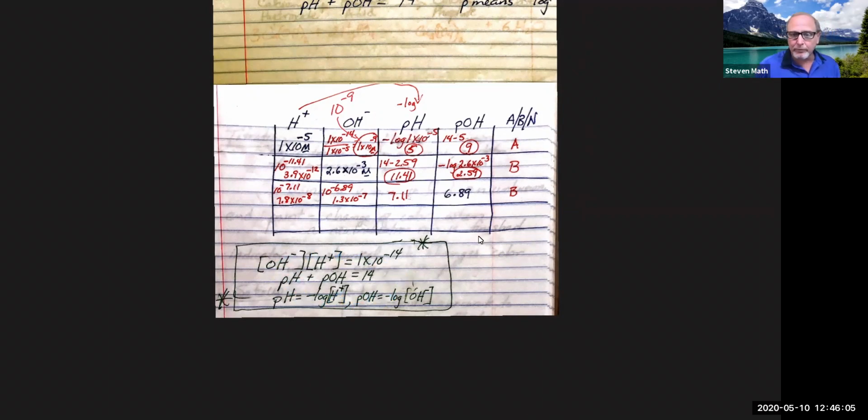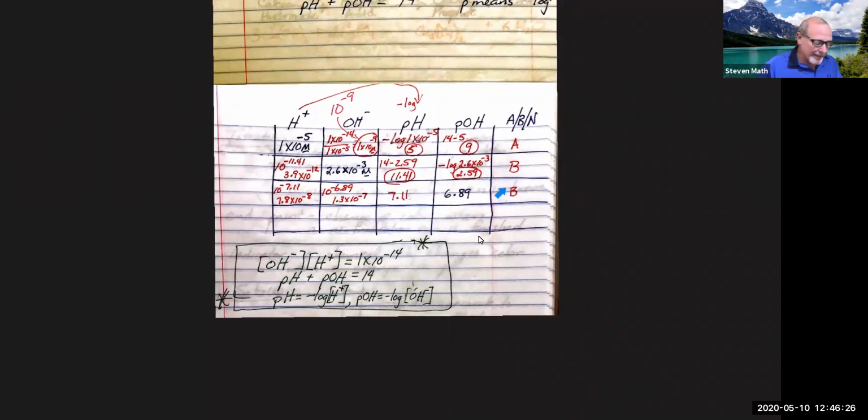So the last one, we're given a pOH. Now we've got to go backwards twice. Well, first thing, let's find out the pH. So 14 minus 6.89 is 7.11. That's greater than 7. That's going to be basic.